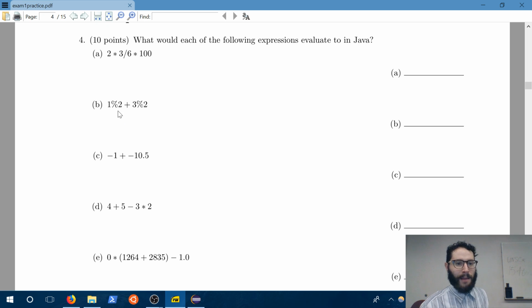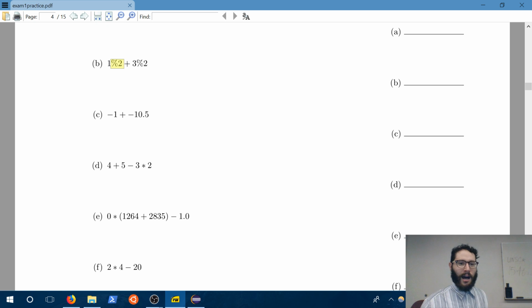All right, 1 mod 2 plus 3 mod 2. So, what's the remainder of 1 after being divided by 2? It's 1. The quotient would be 0 here, 1 divided by 2. So mod means the remainder after being divided by 2, and it's 1 over here. 3 mod 2 is 1. So it's 1 plus 1. It's equal to 2. Okay.